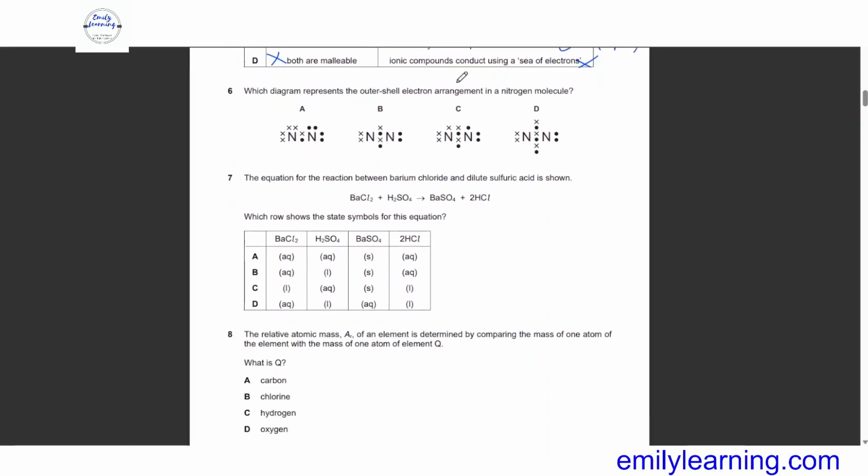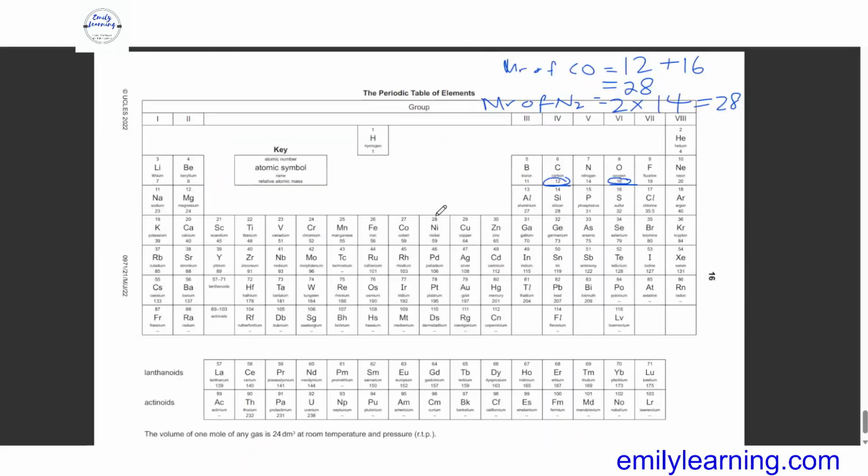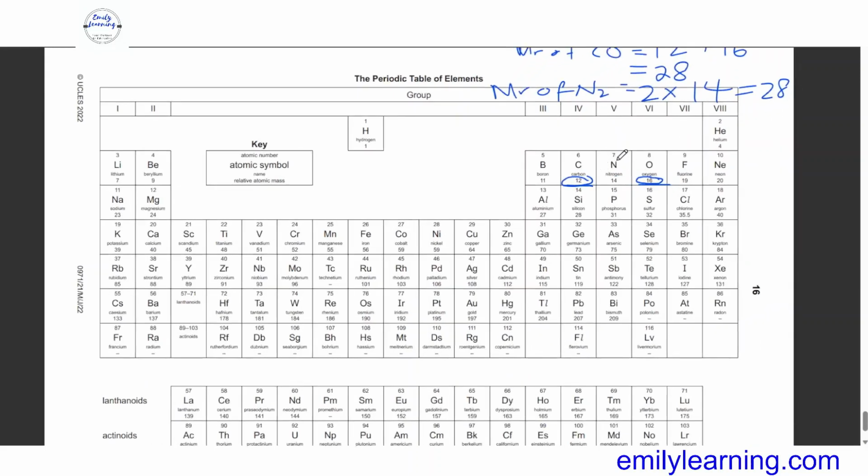Which diagram represents the outer electronic arrangement of nitrogen molecules? We know that for nitrogen, if you look at the periodic table, let me flip to the periodic table. Nitrogen has 7 electrons, which means it has 2 electrons in the first shell and 5 electrons in the second shell. That is for its atom. Remember, if you're looking at the electronic structure, you always look at the atomic number, because the atomic number tells you the number of protons, which equals the number of electrons in the atom. So always look at the smaller number if you're interested in electrons.